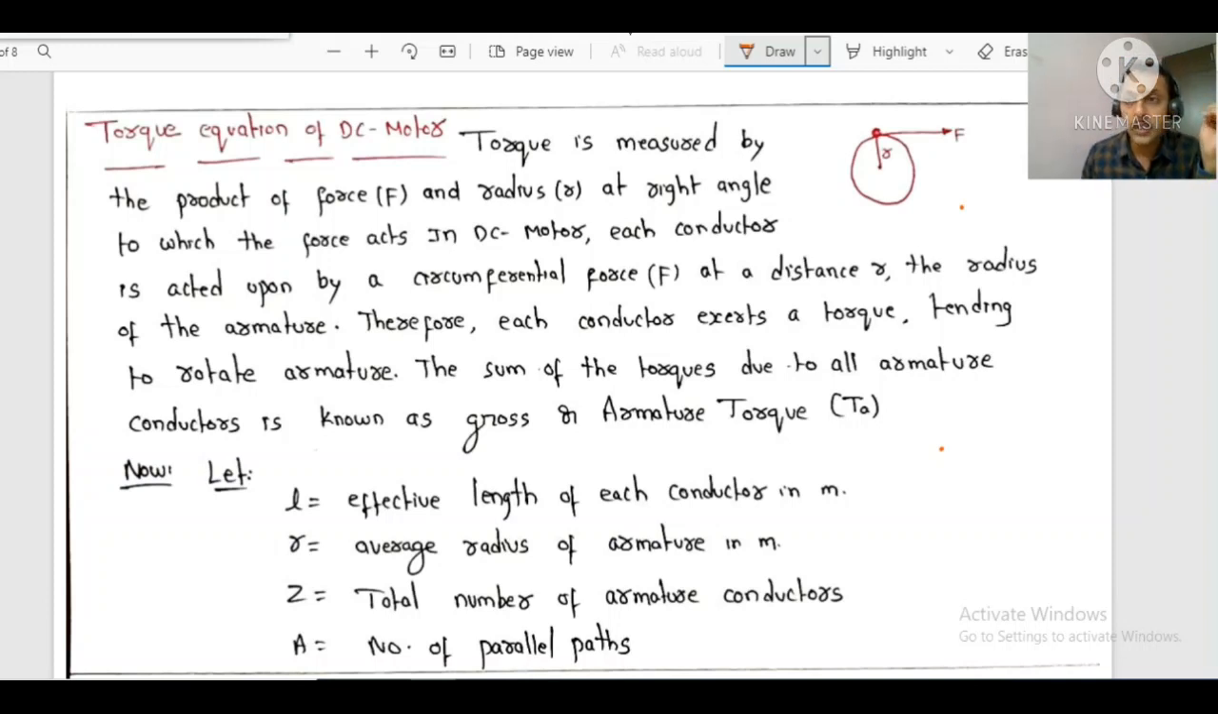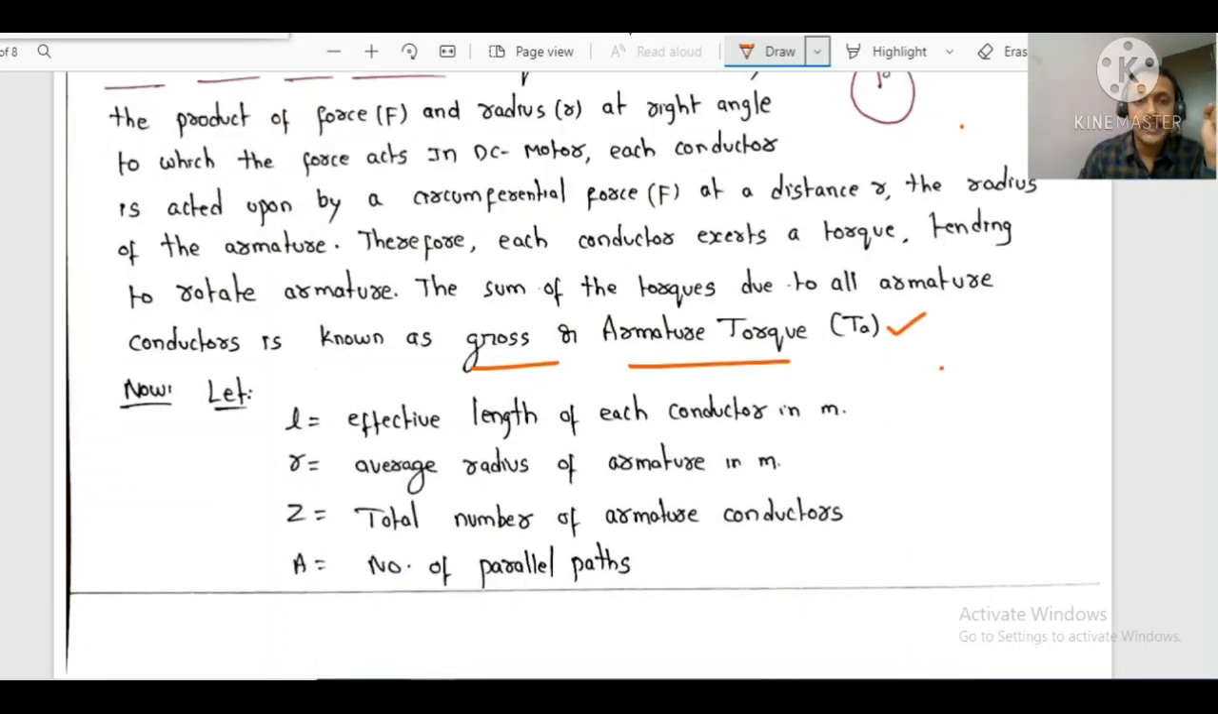Now the sum of all the torques due to all the armature conductors is known as gross torque or armature torque. It is denoted with letter Ta. I repeat again, the torque due to all armature conductors is known as gross or armature torque. Now let me consider a given DC machine, here in this context the DC motor, which has the armature, conductors, number of parallel paths and radius of the armature. Considering all those factors, let me see how to derive the torque equation, right?